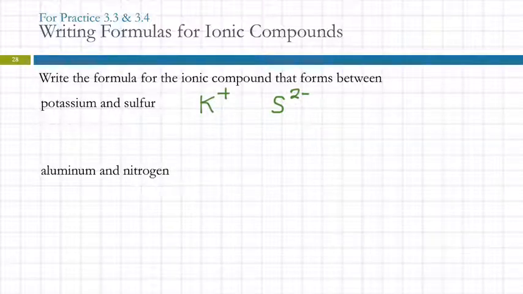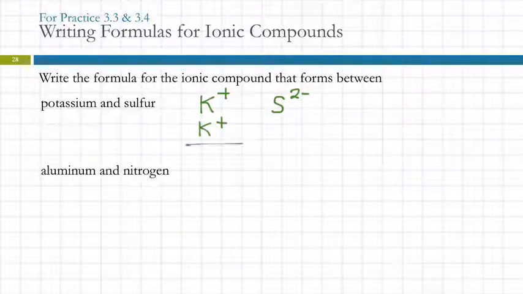I would encourage you to understand what's going on, and then I'll show you a shortcut that you could do without understanding, and it'll work most of the time. So if I put these two together, I've got a +1 charge and a -2 charge. That doesn't add up to 0, right? So I need another potassium ion.